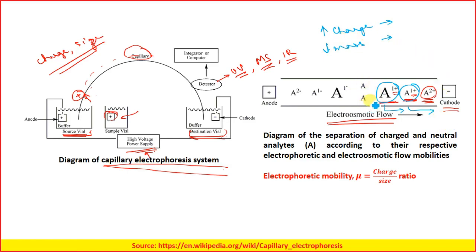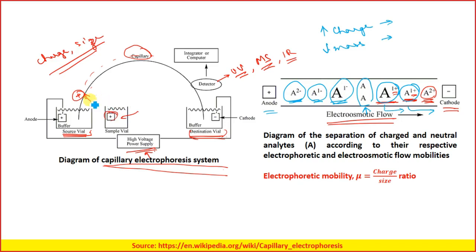In the case of the neutral ions, they will be present in the intermediate place. After that, again, towards the anode you will have the highest charge, then the lower charge, then the larger size anion.